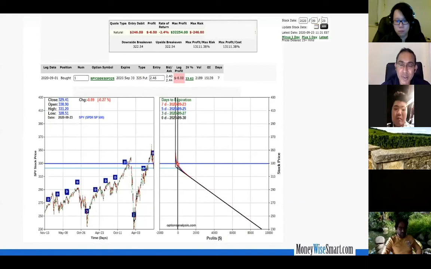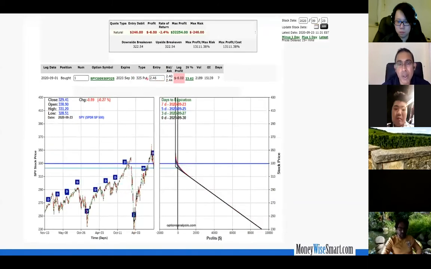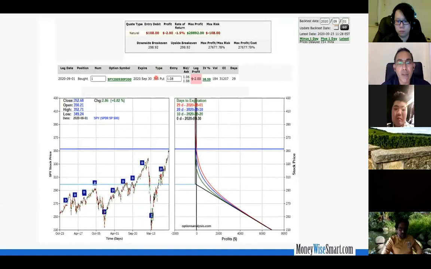So you see this red line has moved further closer to the expiry line, and we still have a loss. Now, instead of paying $246, what if I decide to buy a cheaper option? I say that, you know what, I want insurance, but I don't want to pay $246 for the insurance. So I will go further out of the money and I will buy a $300 put option.